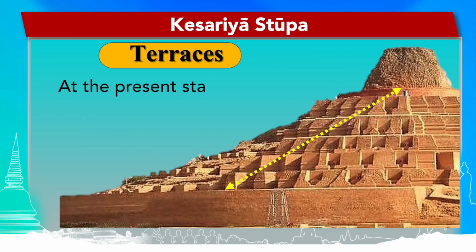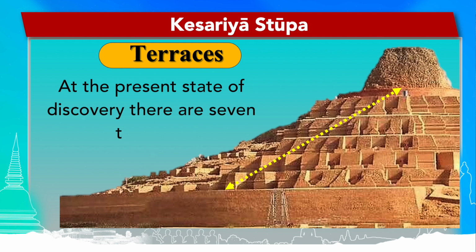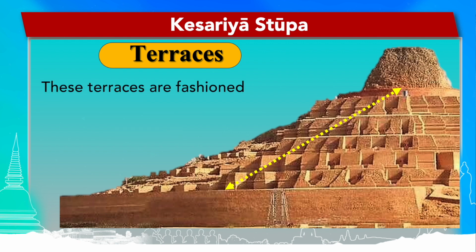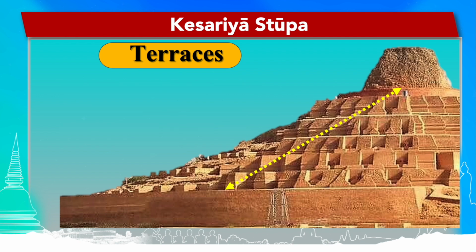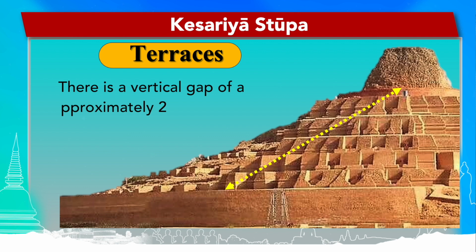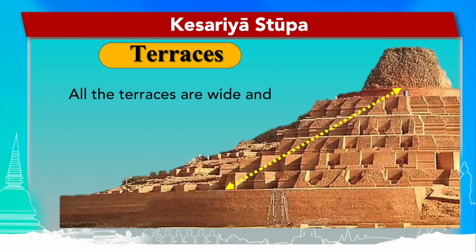At the present state of discovery, there are 7 terraces. These terraces are fashioned in circular manner and receding in circumference as they rise upwards. There is a vertical gap of approximately 2.25 meters between the 2 terraces. All the terraces are wide and served as circumambulation path.